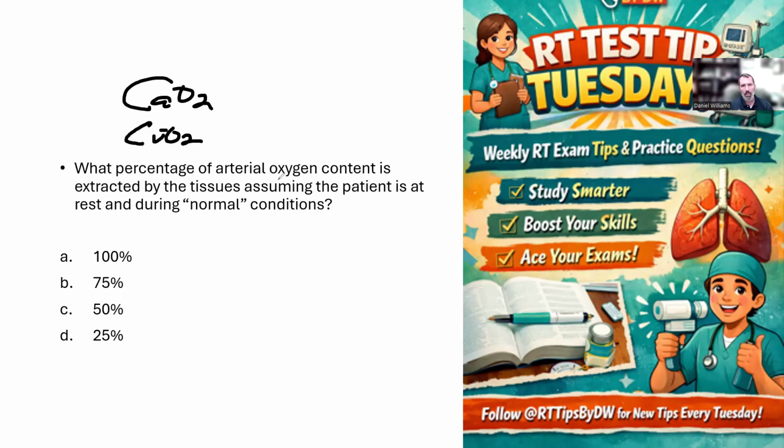So what do we have to remember? First off, the question is asking what percentage of arterial oxygen content is extracted by the tissues. So now we think about oxygen loading and unloading. We know that gas exchange will take place, the difference essentially between internal and external respiration. Gas exchange takes place at the lungs for the purposes of loading the oxygen, and when we exhale, CO2 comes out.